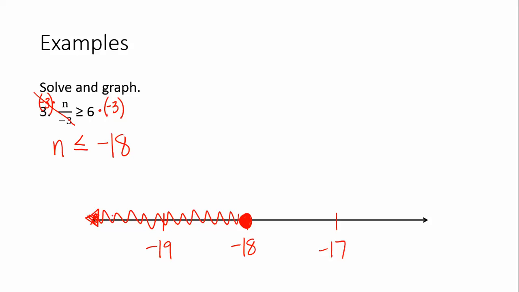So all of the answers that are less than or equal to negative 18. Now if you forget to flip your symbol, you're going to shade the wrong way and get the graphing portion incorrect. So make sure that you flip your symbol when you multiply or divide by a negative.